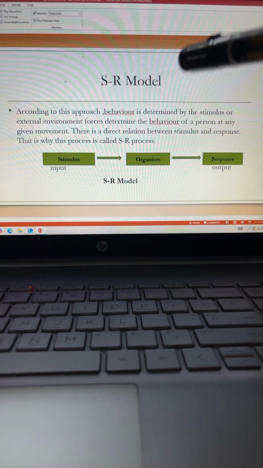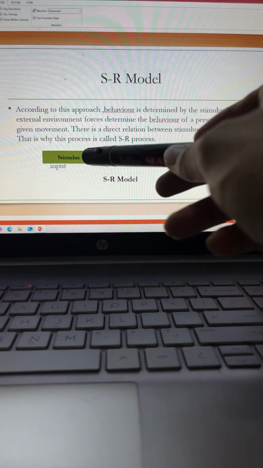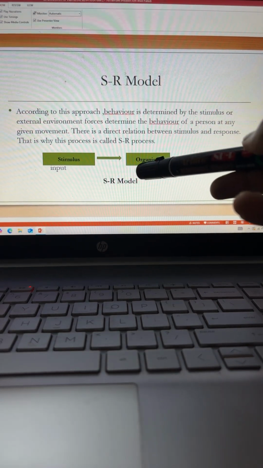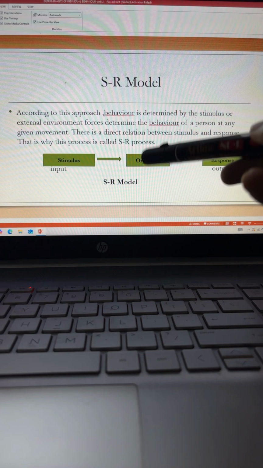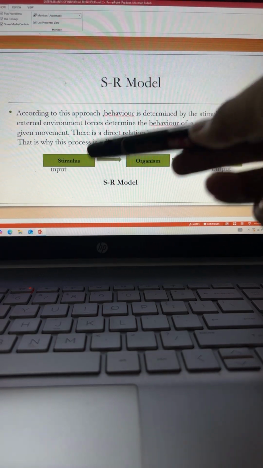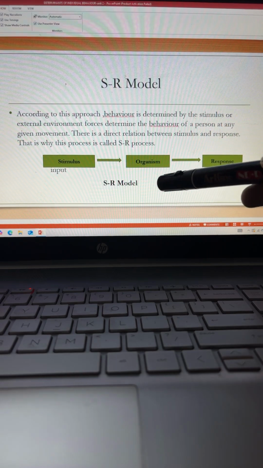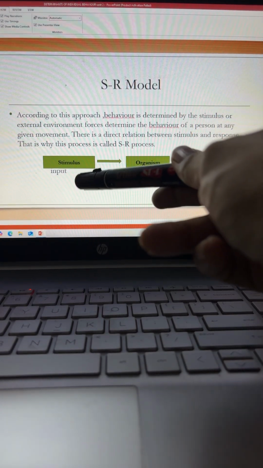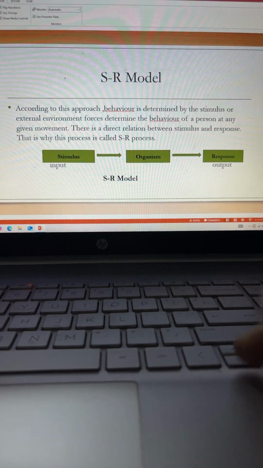So, according to the SR model, the behavior is determined by the stimulus. The stimulus, that is the external environment that affects the organism, is the force that determines the behavior of a person at any moment. And you can directly say that there is a direct relationship between the stimulus and the response. Whatever the input, that is the stimulus, that is the output that the organism has.